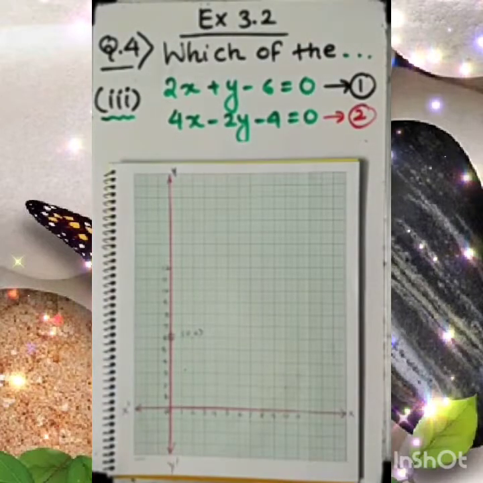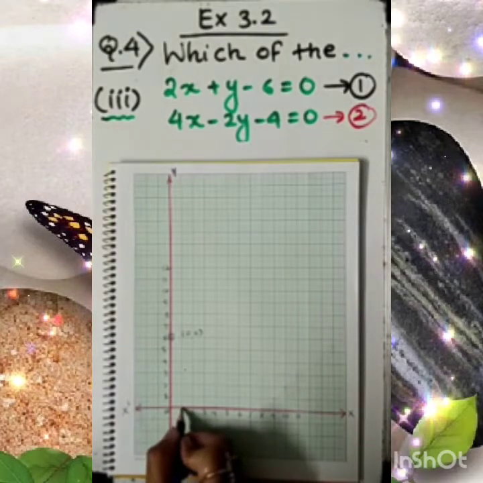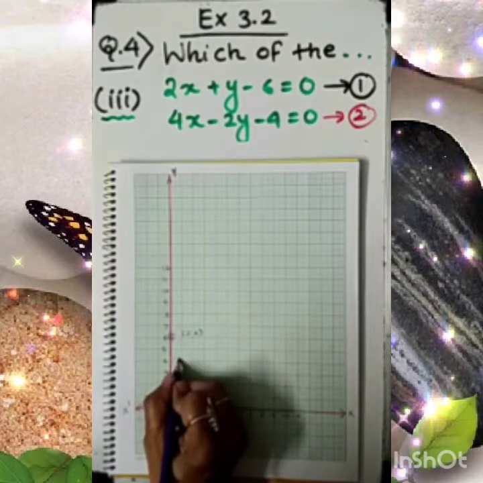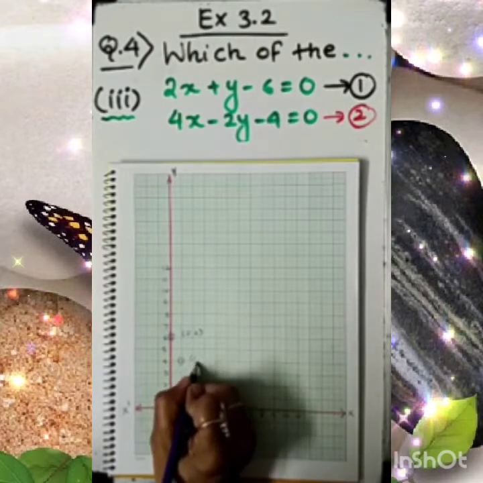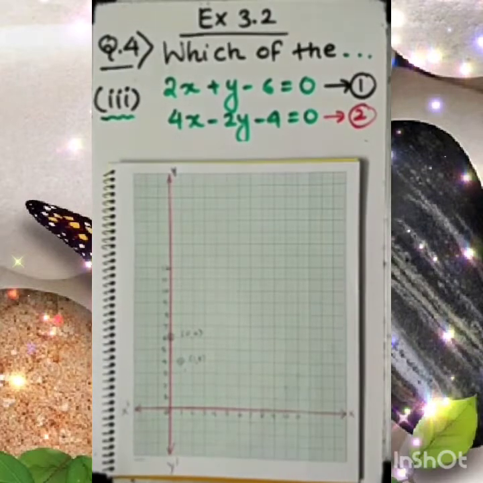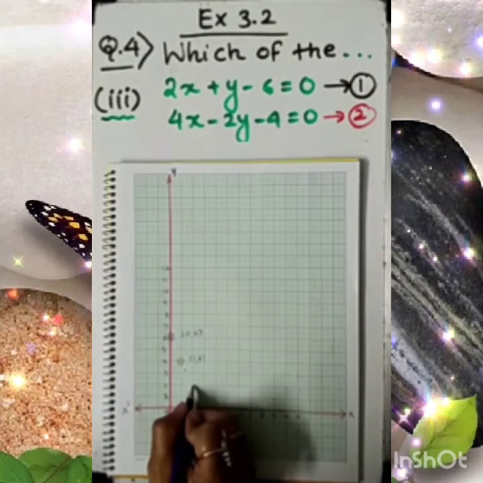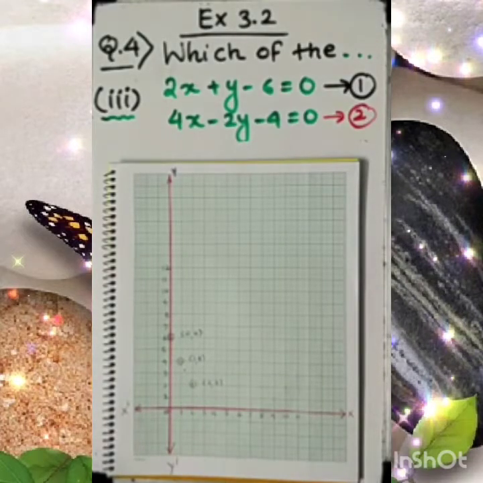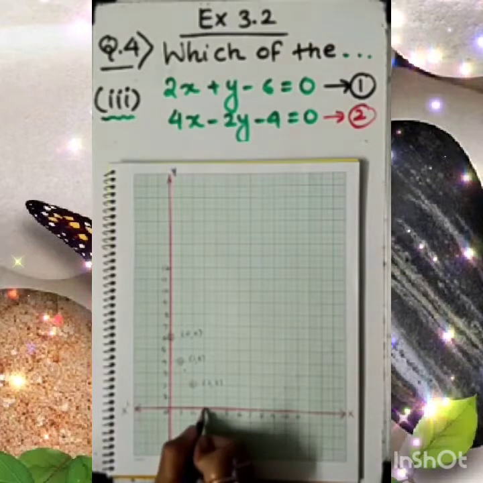Second, (1, 4). Of course 1 is on the x-axis and 4 from the y-axis, so it will be located here. So this is (1, 4). The third point is (2, 2). You can see 2 on the x-axis and this 2 will be on the y-axis, so it will be (2, 2). Then next is (3, 0). It will lie on the axis itself.